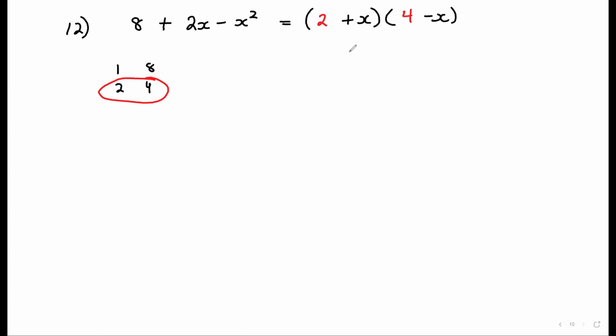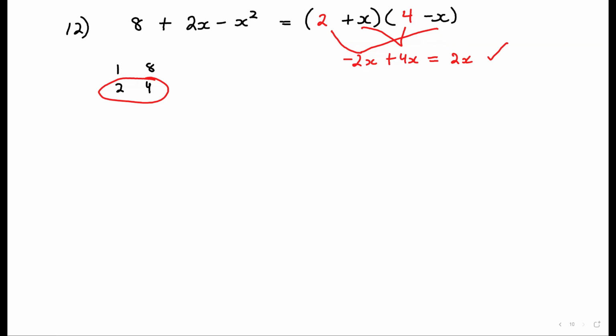Right? Now, I need to see if I put 2 here and 4 here, what would happen? Well, 2 times negative x is minus 2x, right? And then x times 4 is plus 4x. So minus 2 plus 4 is in fact equal to 2x. So this works, right? I already know that it's going to be correct with the 2 and 4 because 2 times 4 is 8. So that's fine. But I need to figure out which brackets to put it in.